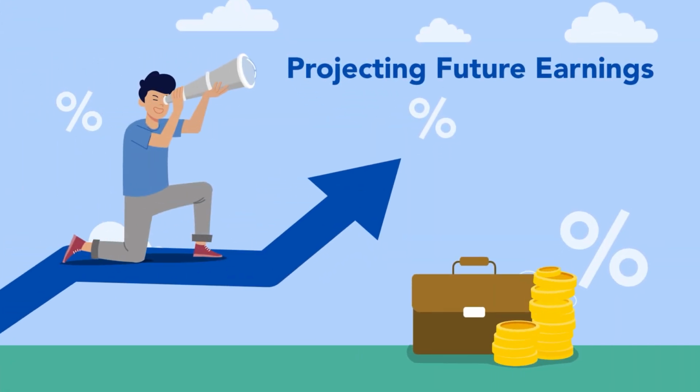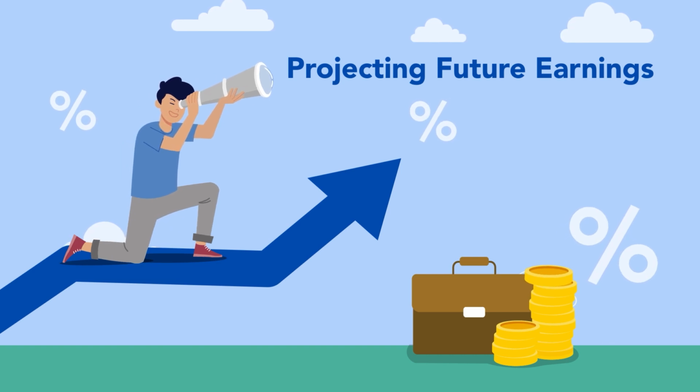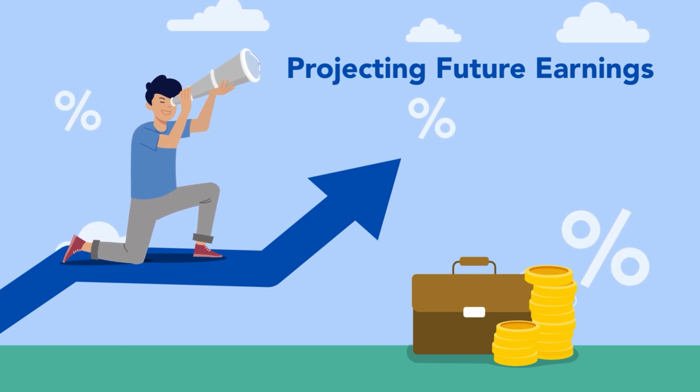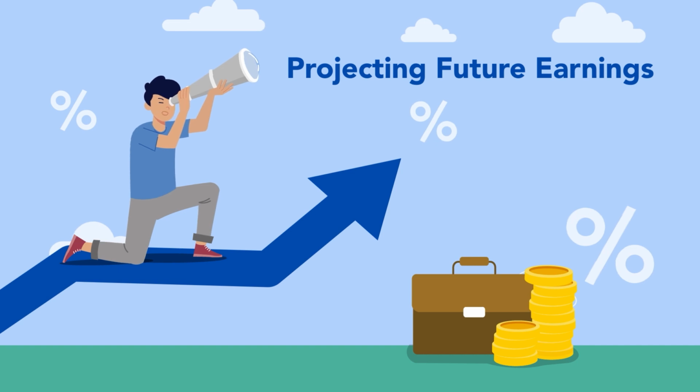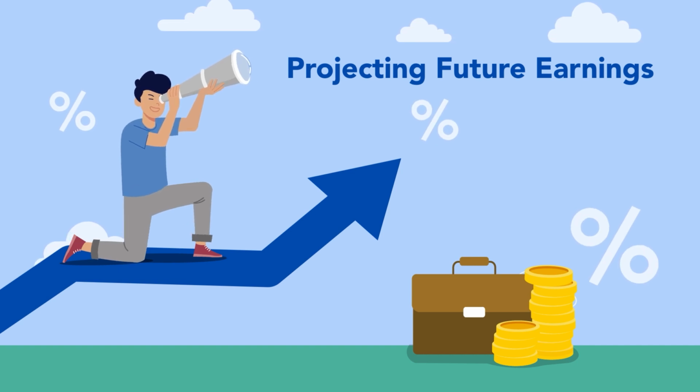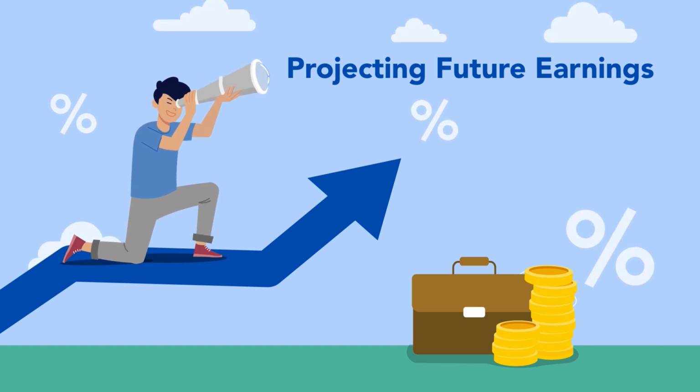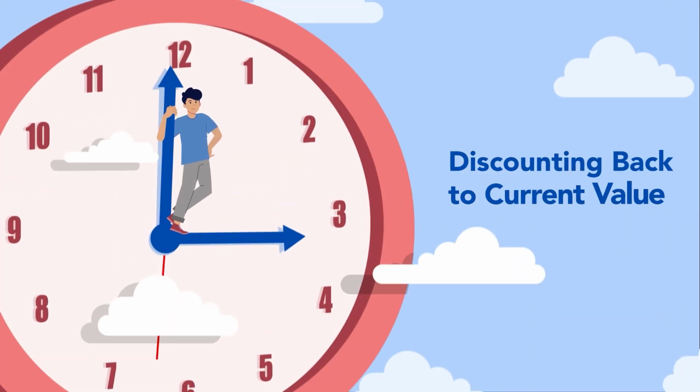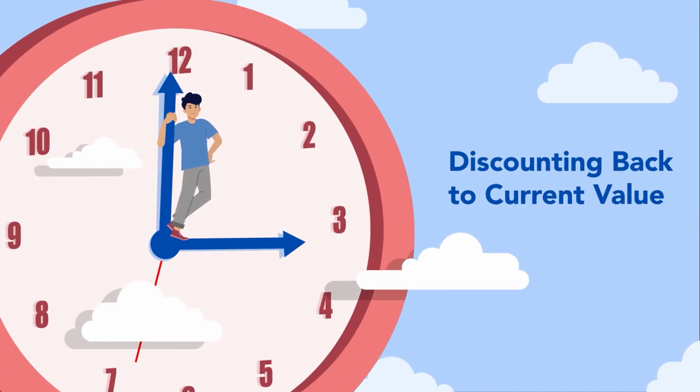Projecting future earnings is key. By examining historical financial data and considering growth factors, investors anticipate a company's future cash flows, vital for evaluating long-term viability. Now, discounting involves factoring in the time value of money.